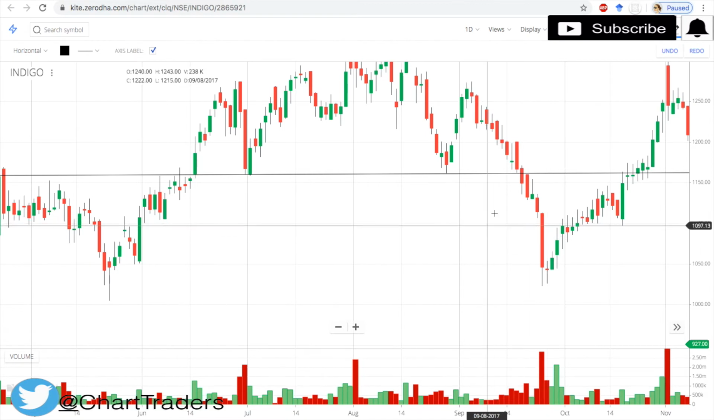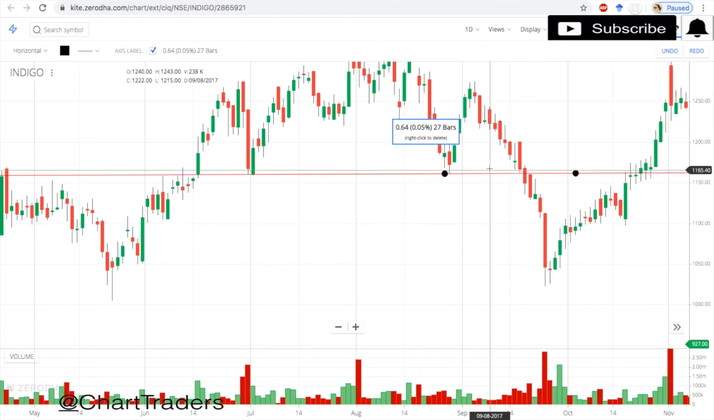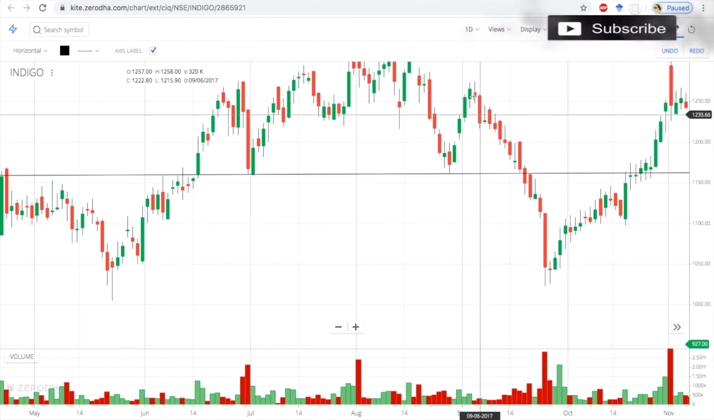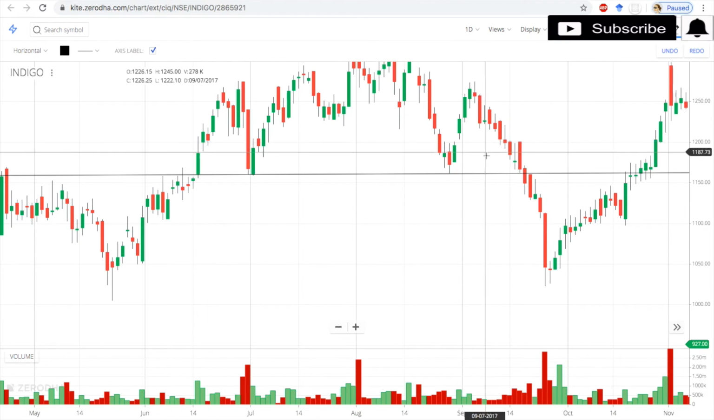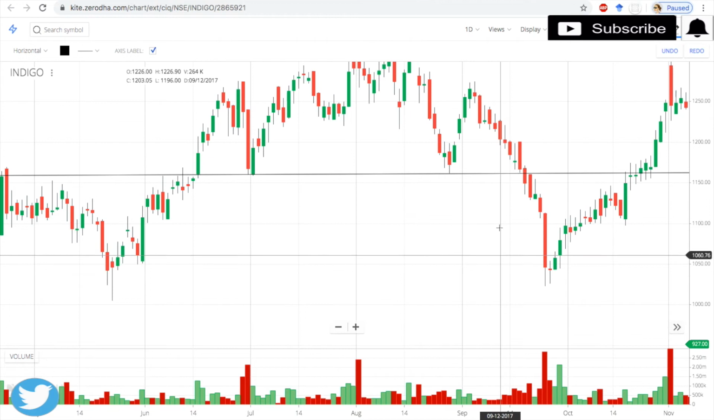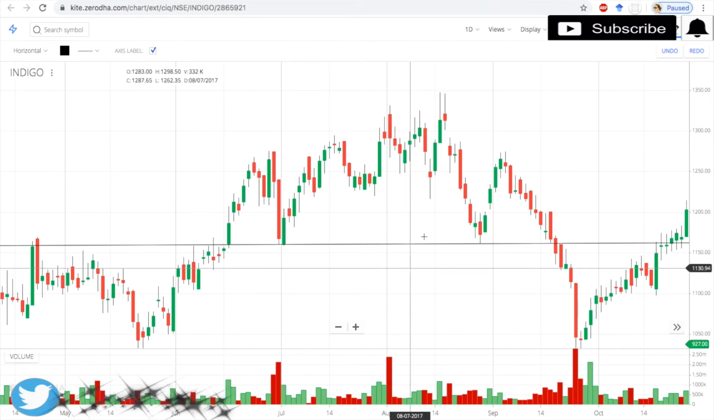Now what is the stop loss in this? You can just keep it above this point, or 50% of this. So what is the stop loss in this case? Also around 1200, that is a 40 point stop. So this is a head and shoulder pattern in Indigo.